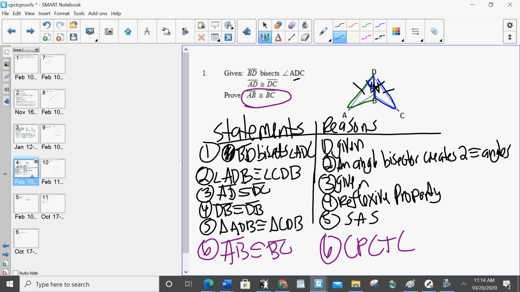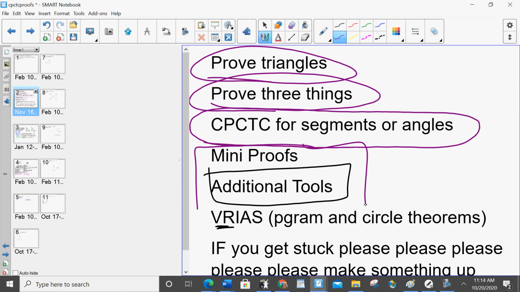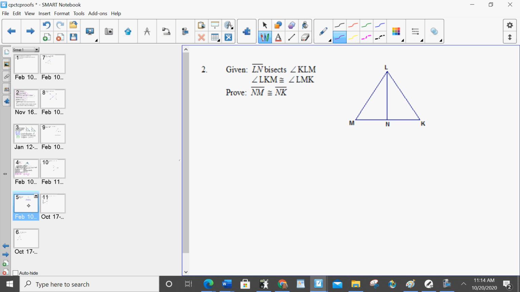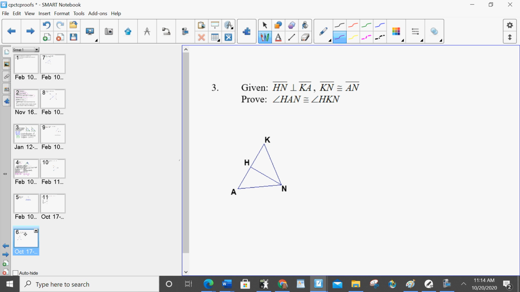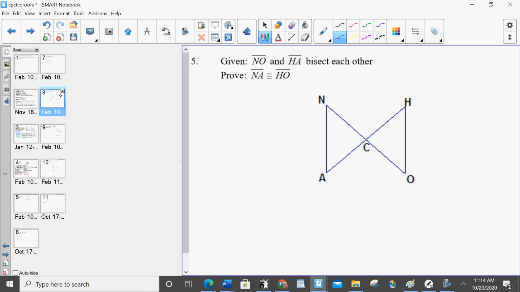And again, CPCTC stands for corresponding parts of congruent triangles are congruent. That CT stands for congruent triangles, so I must have the triangles congruent first. And that's why the song starts with prove triangles. You're always proving triangles first. To prove triangles are congruent, you need to prove three things congruent. To do that, mini proofs, additional tools. Let's try another one. Let's try number 5.